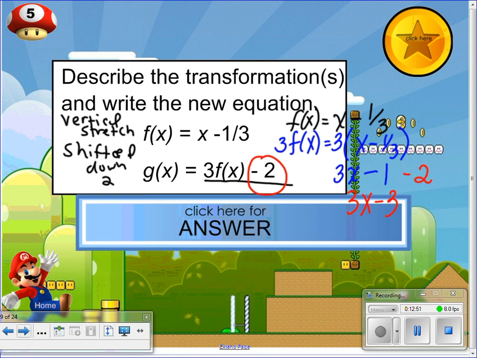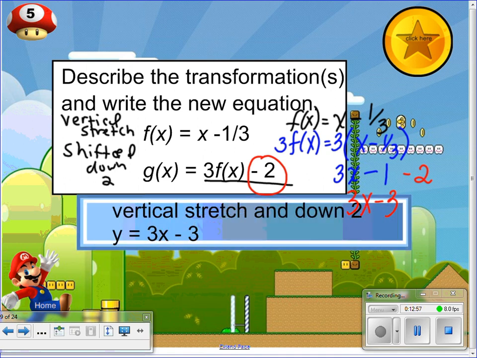So it was vertically stretched, and then it was shifted down by 2. So what you have is a vertical stretch and down by 2, and our new equation is going to be g of x is equal to 3x minus 3.